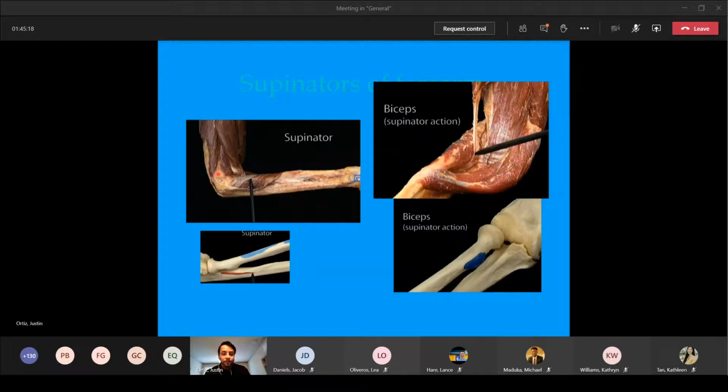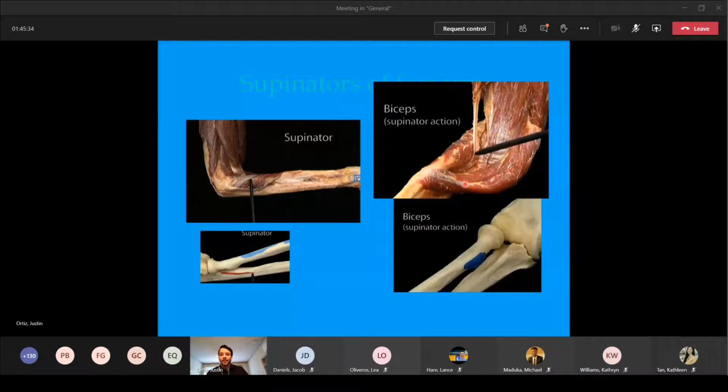Okay, so here's your supinator, right? This would be your supinator. It's pretty easy to identify. It's on the posterior side, and it's going to cause supination, or it's going to want to supinate your radius back into place.